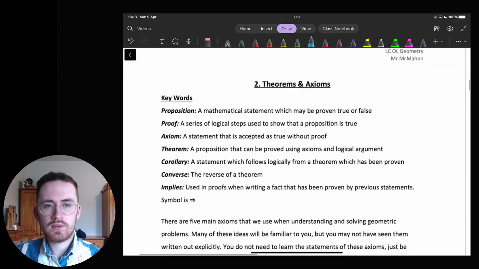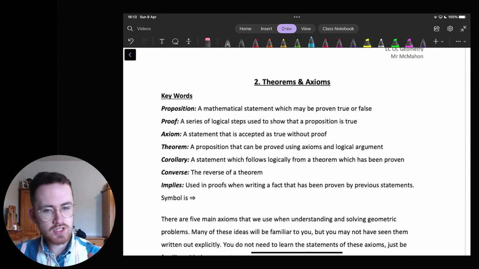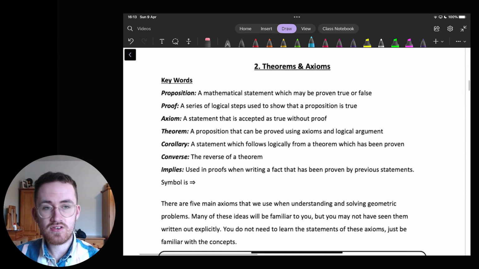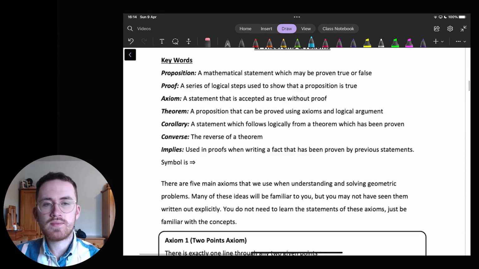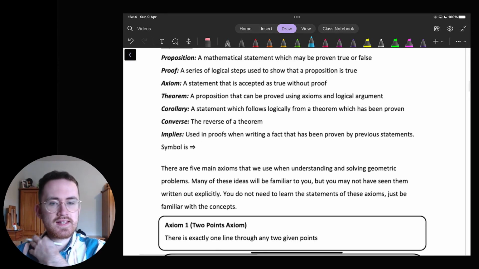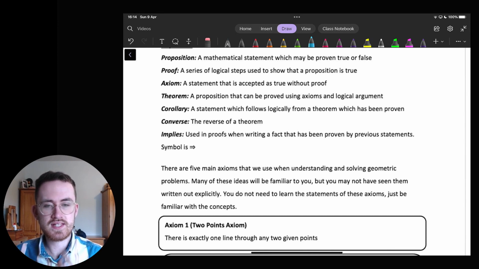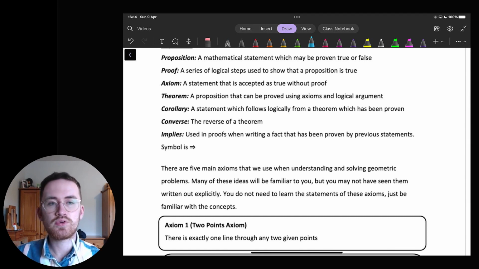So moving on quickly, I know I'm zooming through some of these points, but a lot of it is just setup. Looking at theorems and axioms, we have some key words here. A proposition is a statement in maths that might be true or false. We're proposing something, saying that this could be the case. A proof then is a series of logical steps that we use to show that a proposition is true.